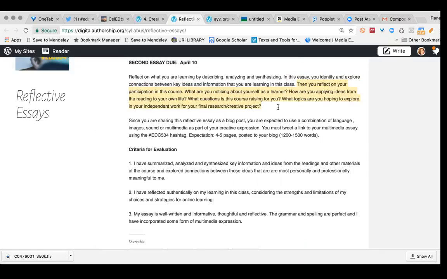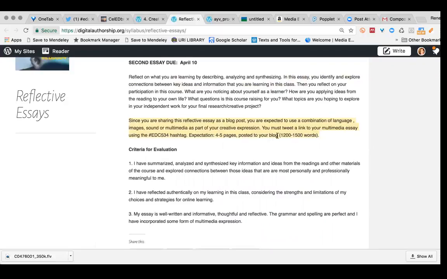What are you noticing about yourself as a learner? How are you applying ideas from the reading to your own life? What questions is this course raising for you? What topics are you hoping to explore in your independent work for your final research and creative projects? So since you're sharing this reflective essay as a blog post, you should use language, image, sound, and multimedia as part of your creative expression.